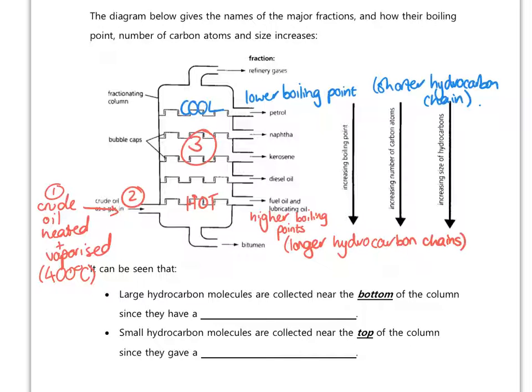So just to summarise that here in these 2 bullet points, large hydrocarbon molecules are collected near the bottom of the column since they have a high boiling point. And the small hydrocarbon molecules are collected near the top of the fractionating column since they have a low boiling point. So just make sure that's filled in so that it's summarised there on your page.